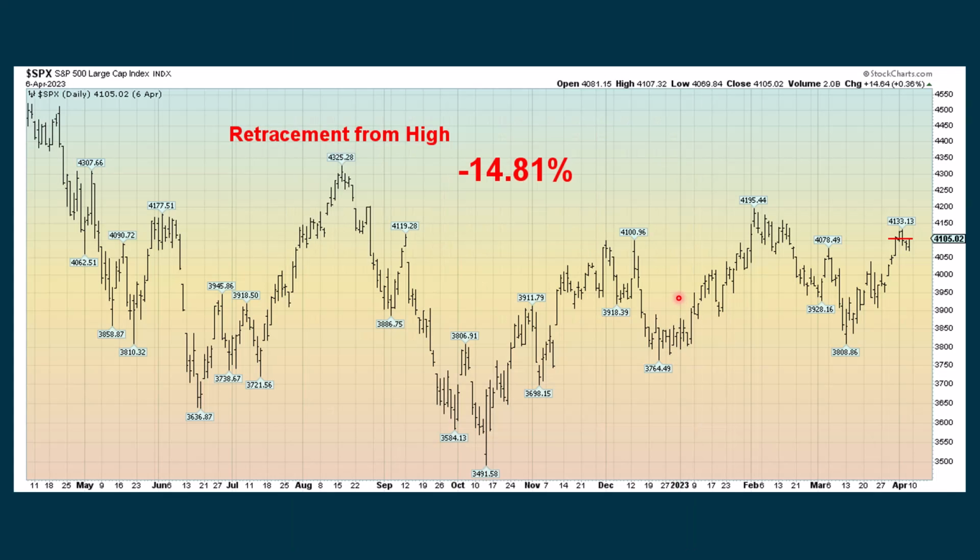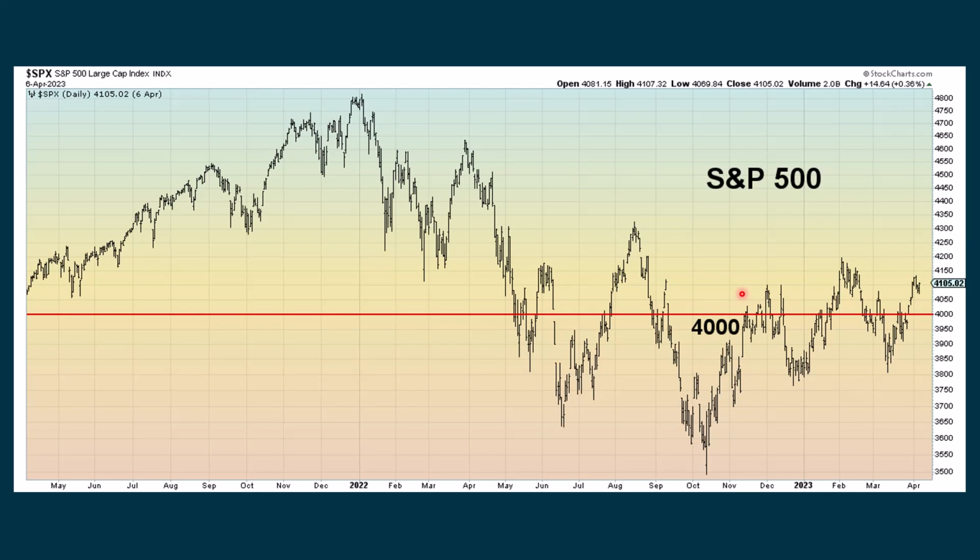We also look at the retracement going back to the all-time high set in early January 2022. Currently, we're down 14.81% from that high. Over on the right-hand side, you have the current closing value. This is another thing that's been interesting to see lately, is that we're dancing around this 4,000 level. We've crossed above and below it many times, and we're not that far away from it currently. This doesn't really tell us anything other than to go, oh yeah, we've been around 4,000 quite a bit.